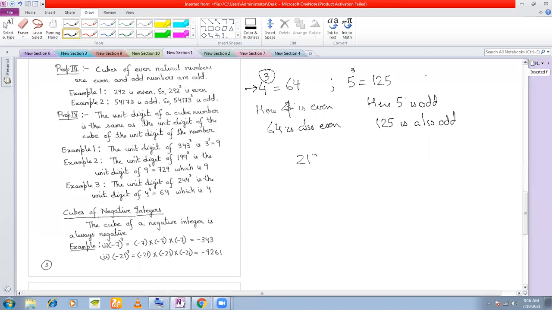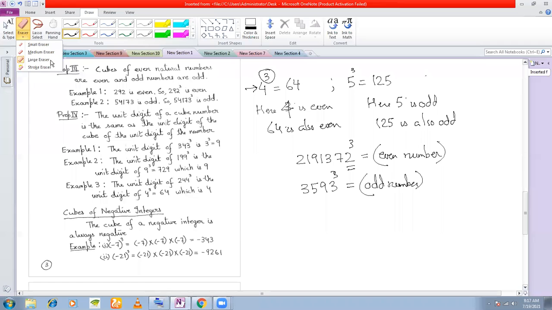Let's say this number is even because it has 2 as the units digit. If you cube this number, whatever the number is, it has to be an even number. Cube of this other number: this is an odd number because it has an odd units digit. So whatever cube number you get, it will definitely be an odd number. That is what this property means.